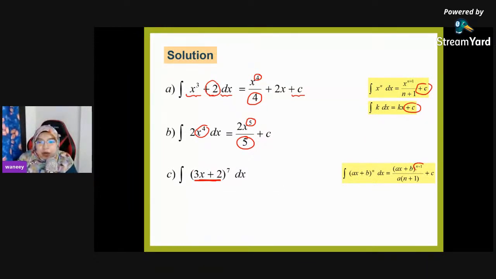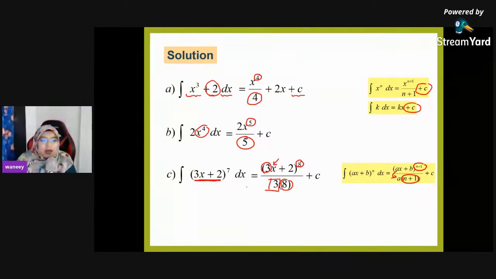So we're going to add 1 to the power, divide by the new power, and then I'm going to divide by the coefficient of x. Okay, so what will happen? So we are going to get (3x plus 2) to the power of 7 plus 1, which is 8, over the new power, 8. And then we're going to simply divide with the coefficient of x. So this is your x, the coefficient is 3. So we are going to divide by 3. Okay, so (3x plus 2) to the power of 8 over 3 times 8 plus c. And then you can easily simplify this. 3 times 8, that is actually equal to 24.